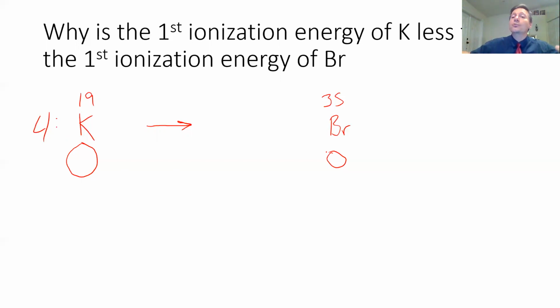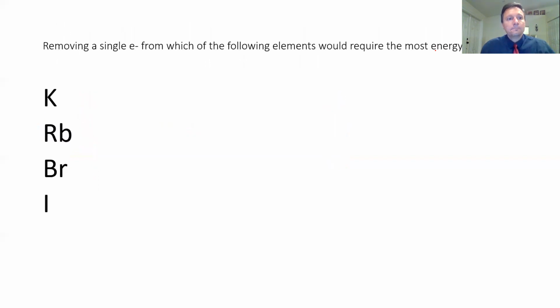and its outer electron is further out, so the distance, the radius, the distance away is greater, so therefore the Coulombic force is less. So that's why the ionization energy is less for potassium than it is for bromine. And that would be your justification for a question like that.